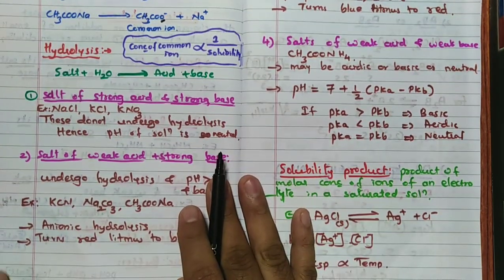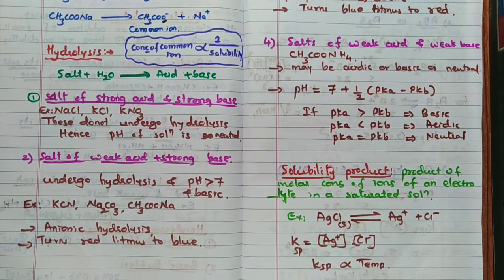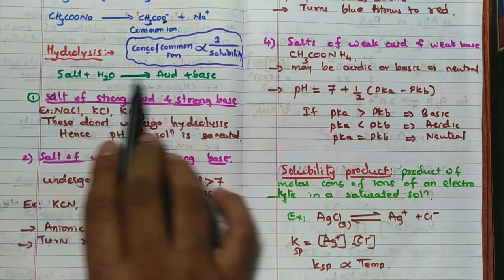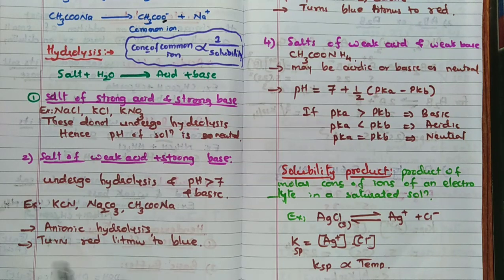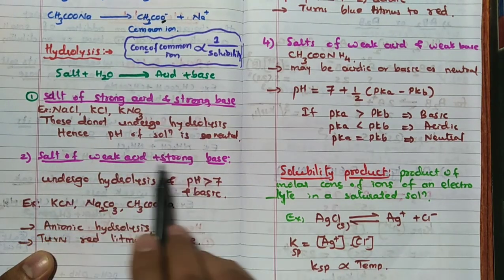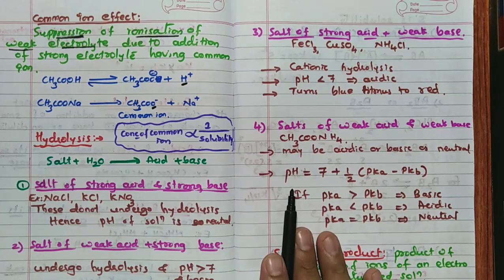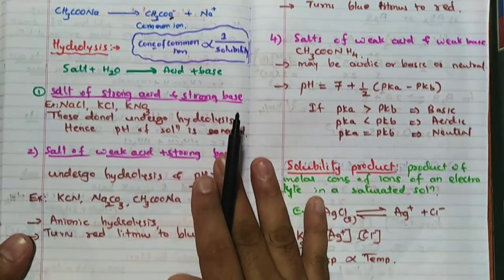Now hydrolysis. So remember, neutralization means acid plus base give rise to salt plus water. Hydrolysis means reverse of that: salt plus water give rise to acid plus base. See, there are 4 types of salt possible. Remember: salt of strong acid and strong base, salt of weak acid and strong base, salt of strong acid and weak base, salt of weak acid and weak base. 4 salts are possible.